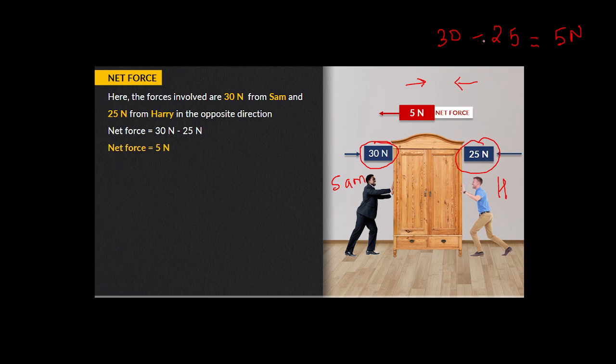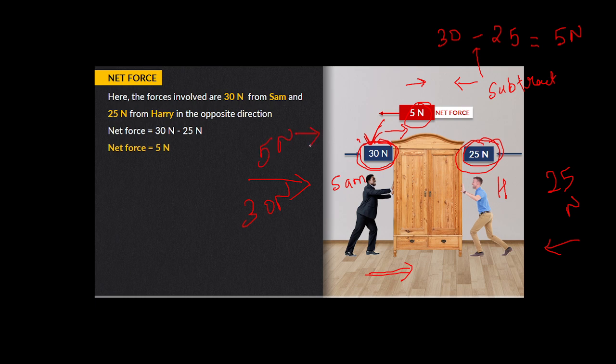Whenever the forces are in opposite direction, we subtract. That means the dresser will only move with 5 newton of force, and in which direction? In the 30 newton force direction, because the force which is greater will help it to move. 30 newton is greater than 25, so it will move towards the right, in this direction, because this is 30 newton and this is 25 newton in this direction. So the dresser will move with 5 newton of force in this direction.